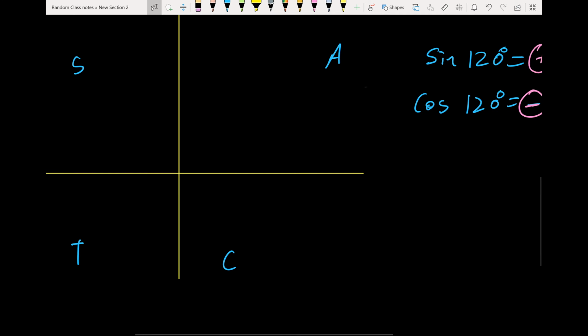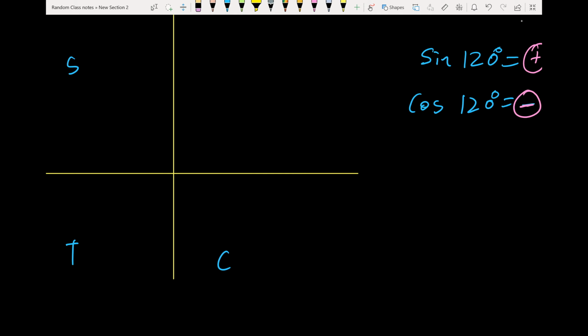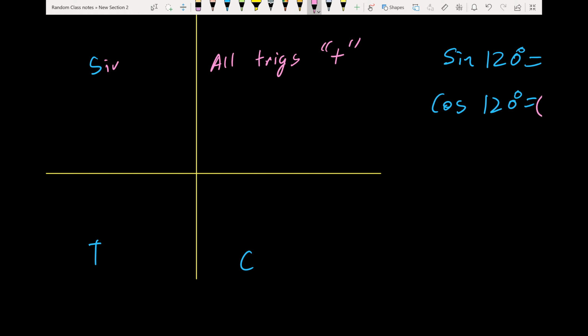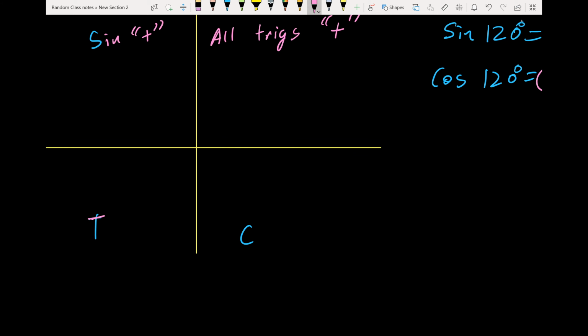Okay. So in quadrant A, all trig functions are positive. In the second quadrant, sine is the only one that is positive. On the third quadrant, tangent is positive. And on the fourth quadrant, only cosine is positive.